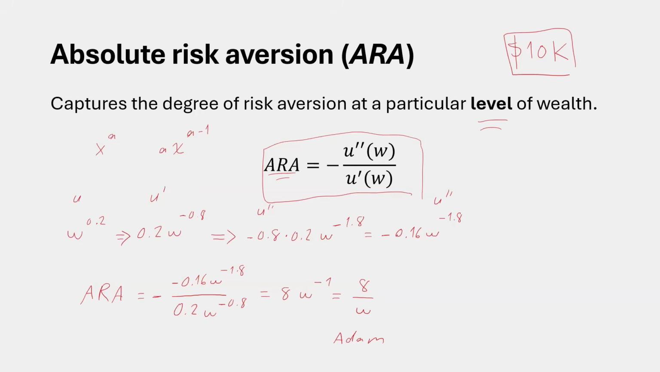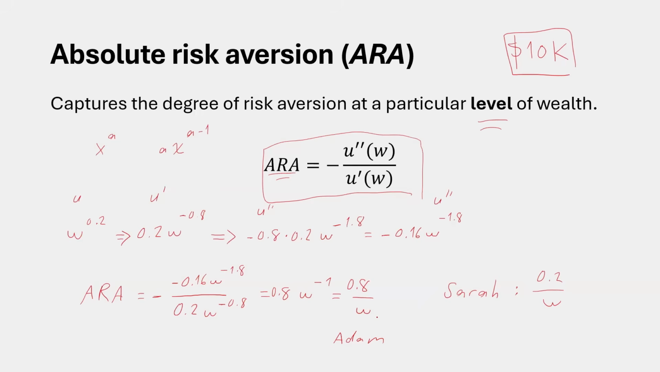So this is absolute risk aversion. Now this is for Adam. How about for Sarah? I'm not going to do all the steps, but I'm just going to write the final answer. By the way, I think this has to be 0.8, right? So not 8, but 0.8. Apologies for that. Let me correct that. And for Sarah, her absolute risk aversion is going to be 0.2.